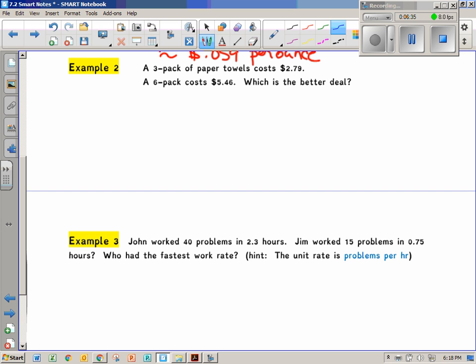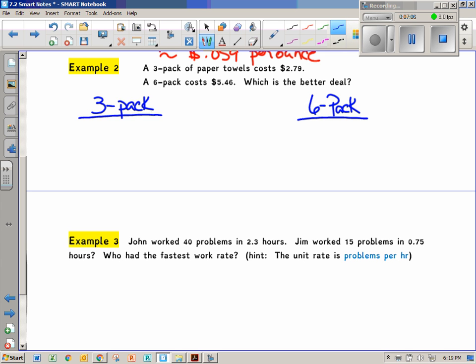So you got a 3-pack of paper towels for $2.79 and a 6-pack for $5.46. Which is the better deal? The key to working both of these is to think about what am I looking for? What per what? So in this particular problem, let's separate it. I like to make a little column for the 2 things. You've got a 3-pack and you've got a 6-pack.